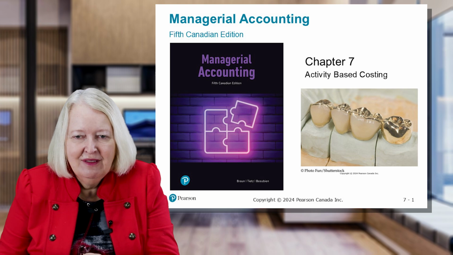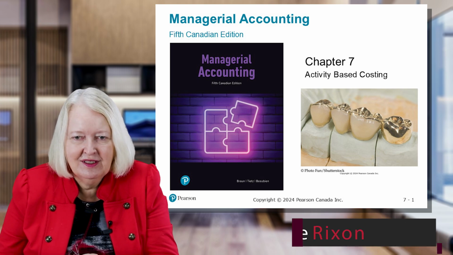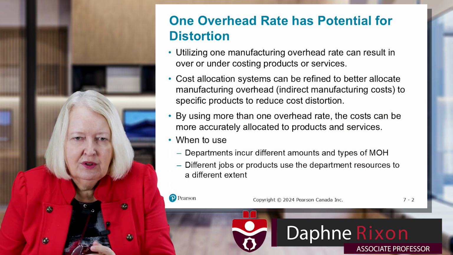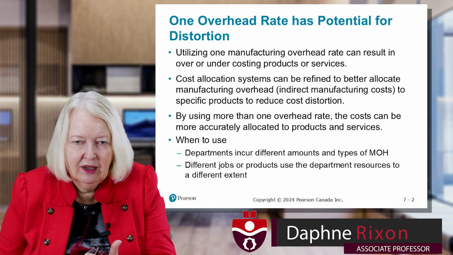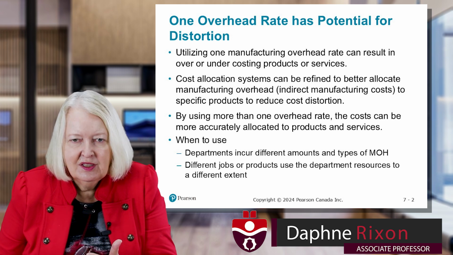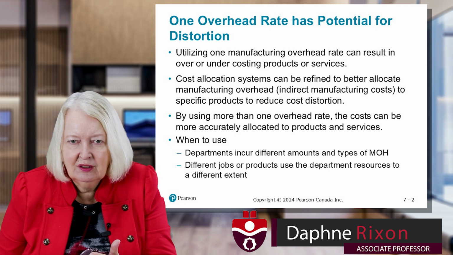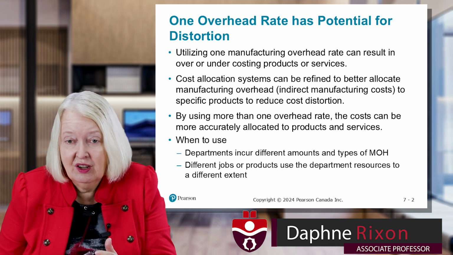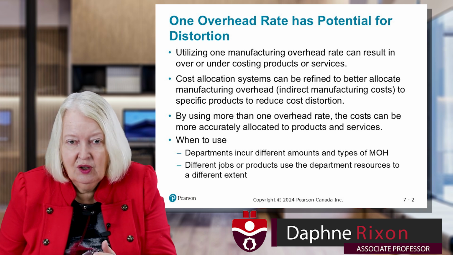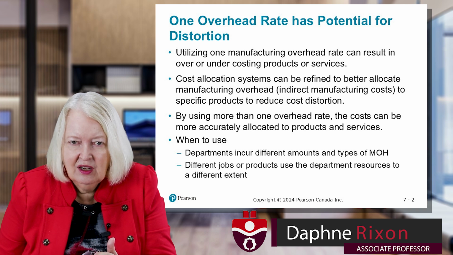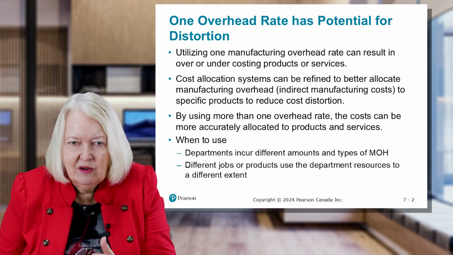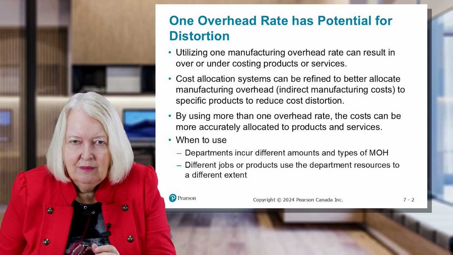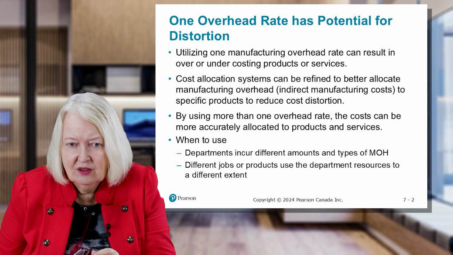This is Chapter 7, and it's activity-based costing. In the previous chapters, we looked at just using one overhead rate for all of your products. But sometimes this can result in over or under costing products or services. So here with activity-based costing, we're using a system that can refine these overhead costs to make them more specific to certain products to reduce your cost distortion.